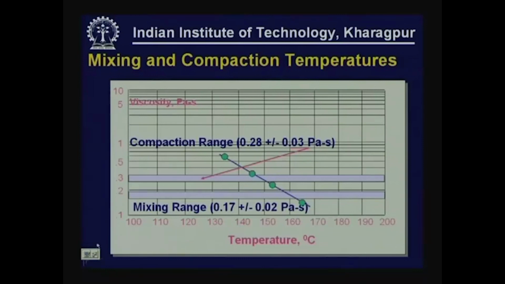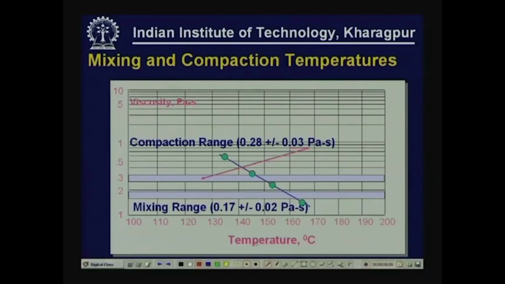For example, if you typically have a plot between temperature and viscosity on the y axis given by this line, you can select the range within which mixing can be done, the range within which this requirement is satisfied. So, this temperature range can be selected. Similarly, the range within which compaction can be done is given by these 2 temperatures. So, this is normally how we select the range of temperature for mixing and also the range of temperature for compaction operation.